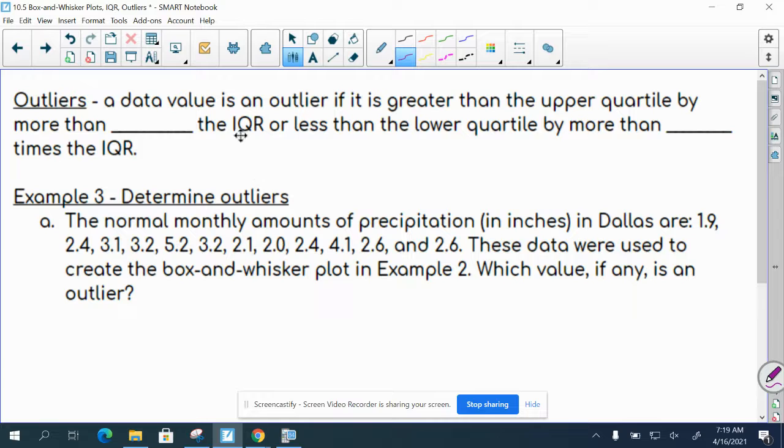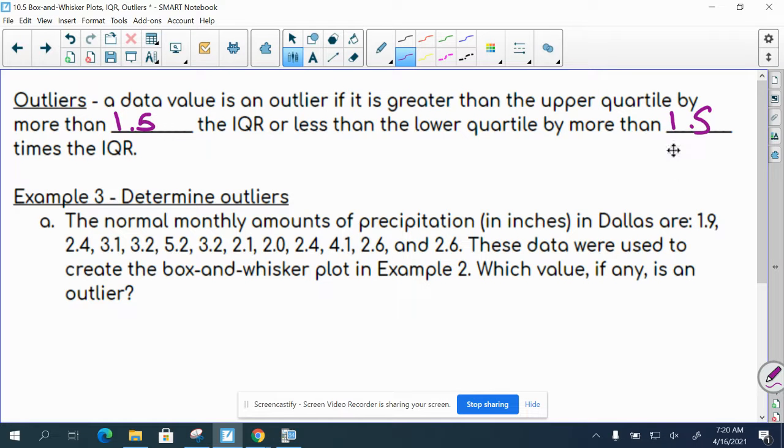All right, so let's talk about outliers. A data value is an outlier if it is greater than the upper quartile by more than 1.5 times the IQR, or less than the lower quartile by more than 1.5 times the IQR. I wonder if there would possibly be an outlier in the last example.